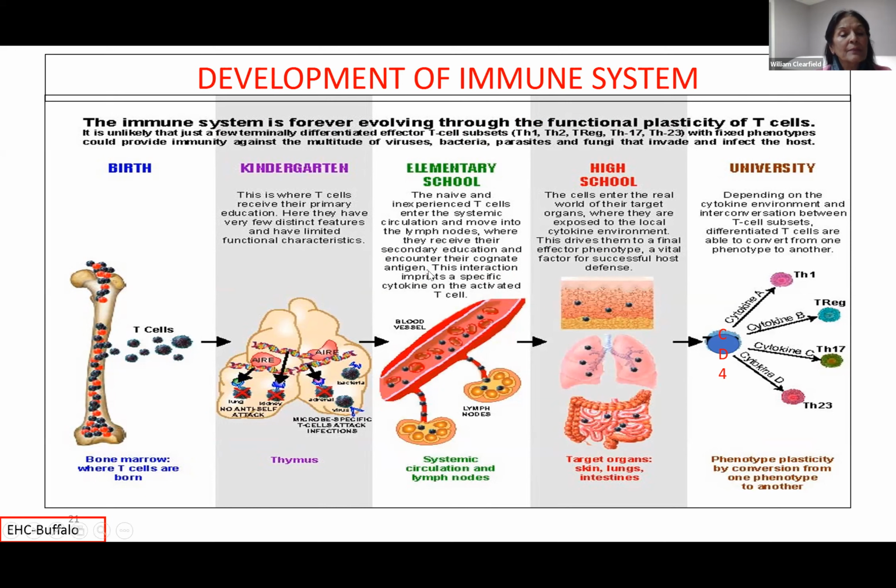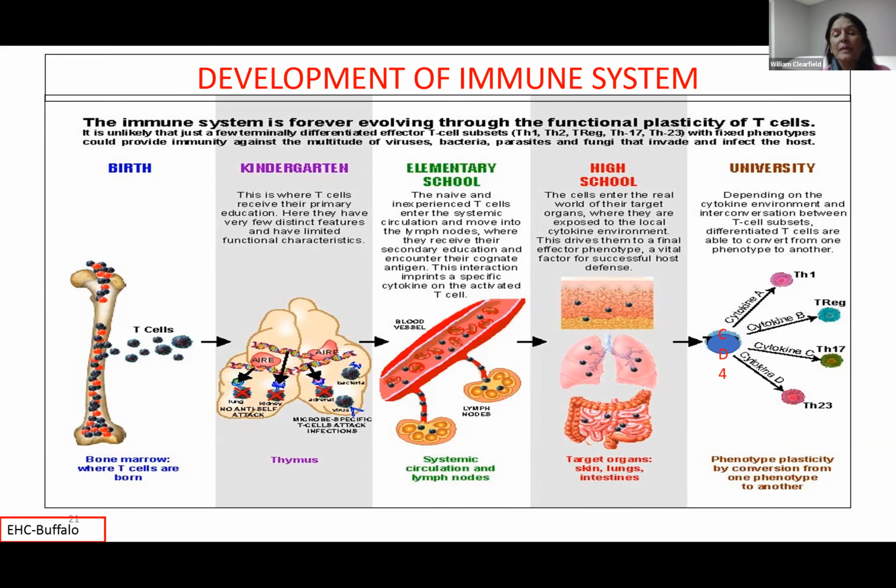Let's say that CD4, CD8, Th1, Th2, Th17, and Th23 are very important phenotypes playing a great role in the maintenance of health, along with the other systems. These are the T cells which, at birth, are released from the bone marrow, then go to the thymus gland and get their kindergarten education. They go to the lymph nodes for elementary education. Then they go to the target organs like skin, lungs, and intestine, where they go through the high school education.